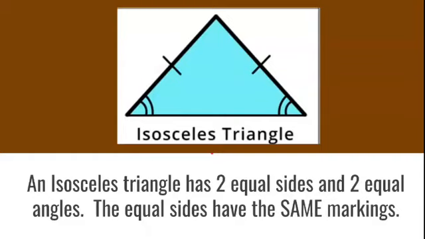An isosceles triangle has two equal sides and two equal angles. The equal sides have the same markings. In other words, two equal sides and there's one side that is different to form our isosceles triangle.